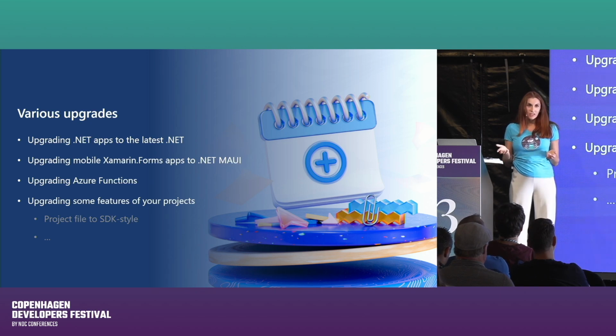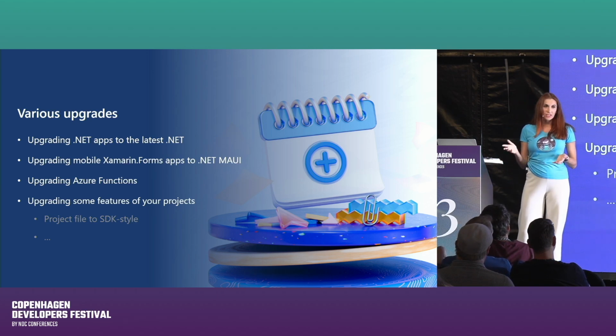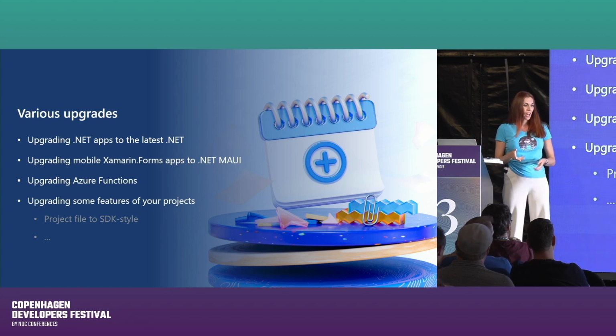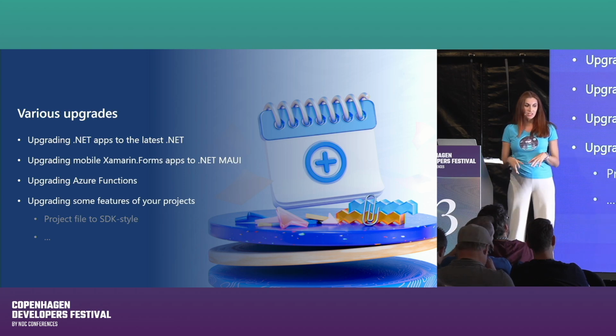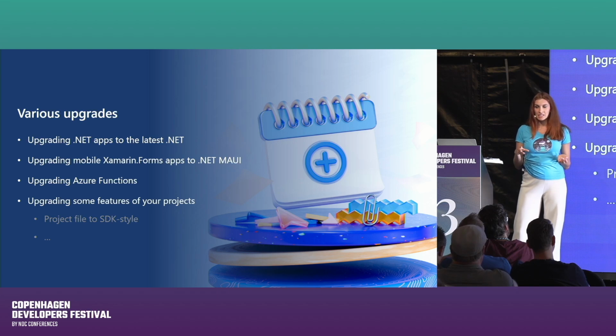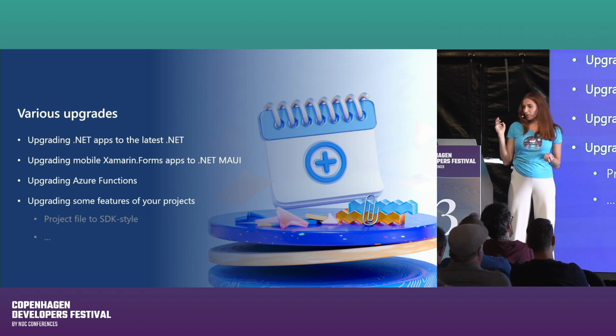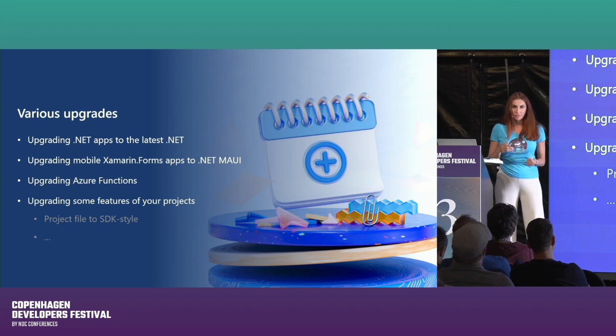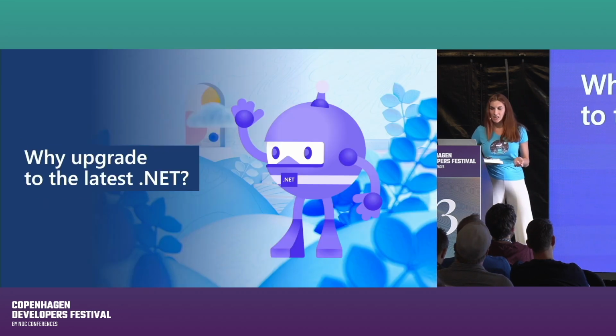You can also upgrade your mobile applications if they're built on Xamarin.Forms. There is a new offering from Microsoft called .NET MAUI. We'll talk about that. And you can upgrade your Azure Functions. You can upgrade UWP to WinUI 3. You also can upgrade some features of your project, such as upgrading a file to the latest SDK-style project, upgrading from on-prem to Azure, and so on. So let's begin with upgrading to the latest .NET.